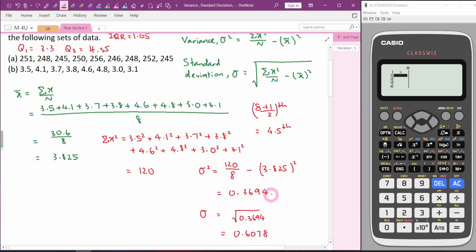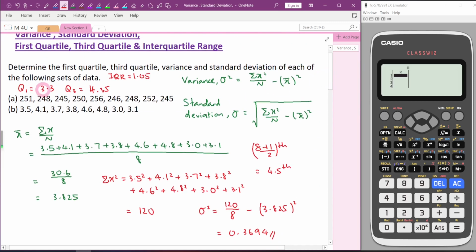0.6078. Okay, this is variance, this is standard deviation, and this is first quartile and third quartile. Let me key in our calculator and check whether our answer is correct or not. So 3.5 equal and 4.1. You don't have to arrange it. Your calculator can do the job for you.